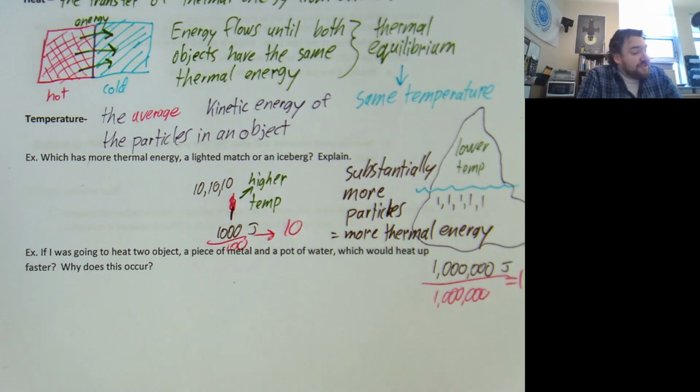Another question for you. If I was going to heat two objects, a piece of metal and a pot of water, which would you expect to heat up faster? You've done this before, I would think. Which one's going to heat up faster? Sire. Saw that hand.